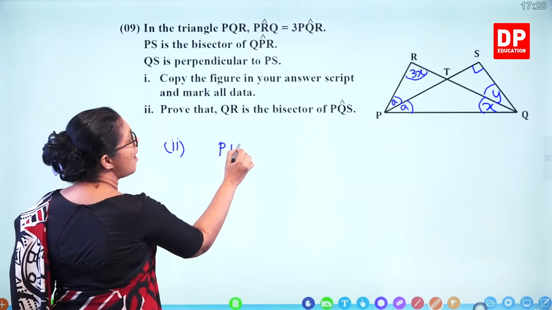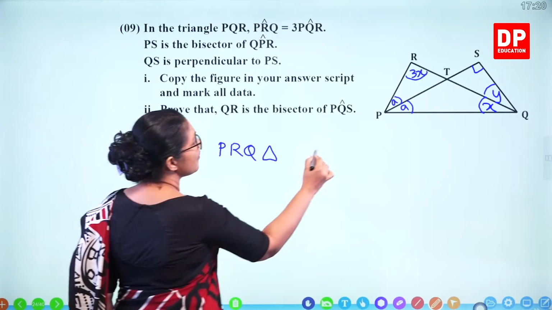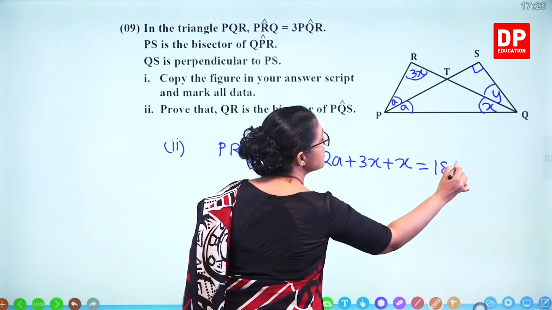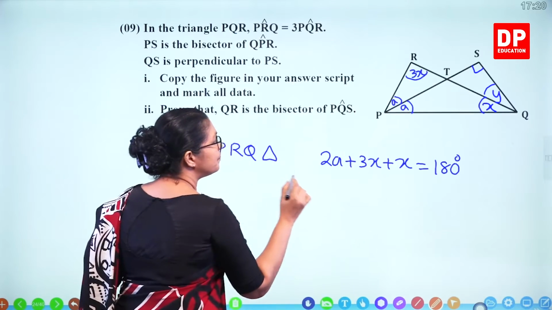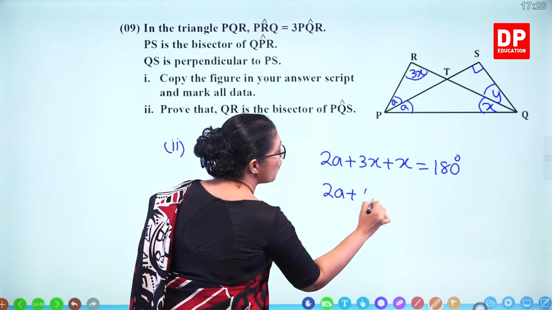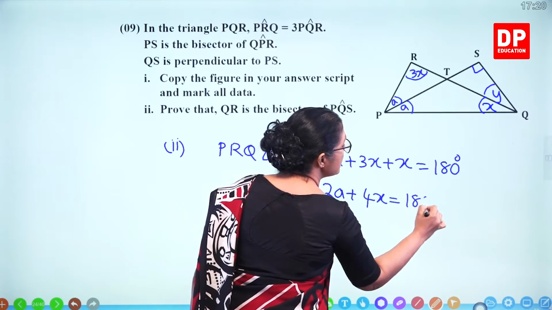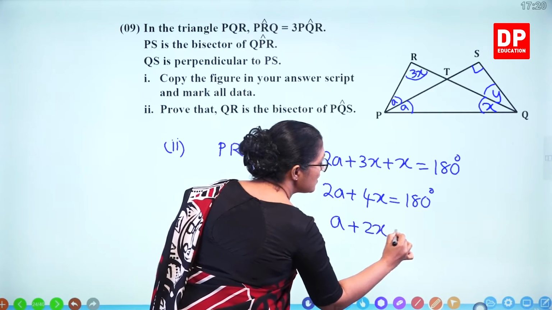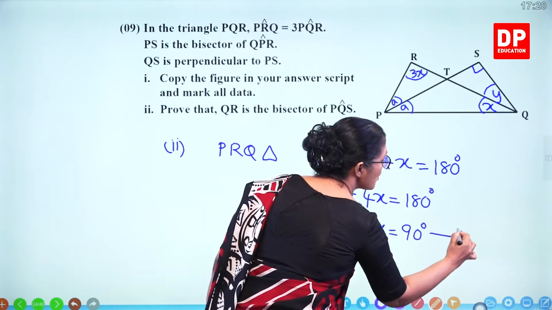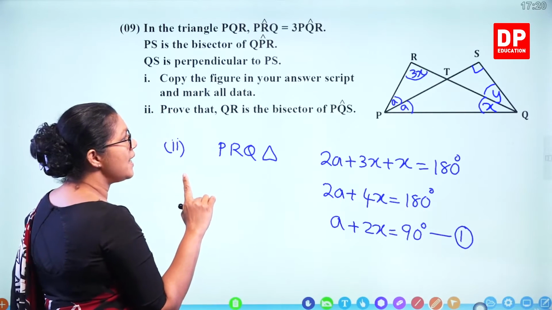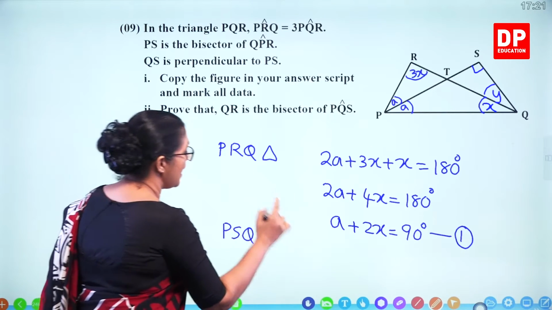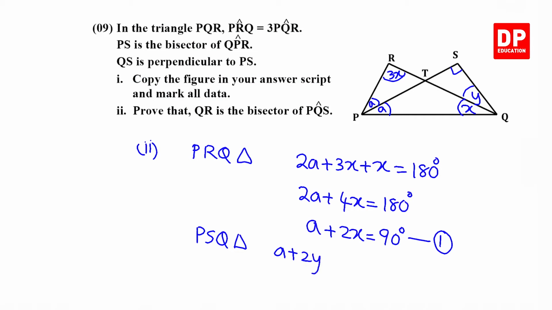So we can create an equation. If you take triangle PRQ, 2A plus 3x plus x is equal to 180. Angle sum. So you can create 2A plus 4x equals 180. When you divide by 2, A plus 2x equals 90 degrees. That's our first equation. Then when you take triangle PSQ, A plus 2y plus 90 equals 180.